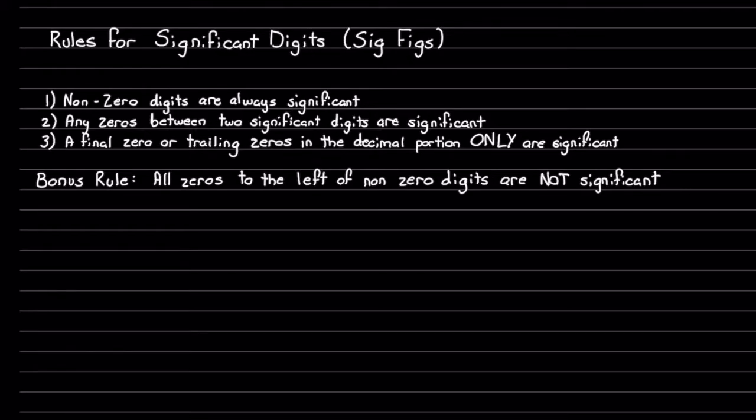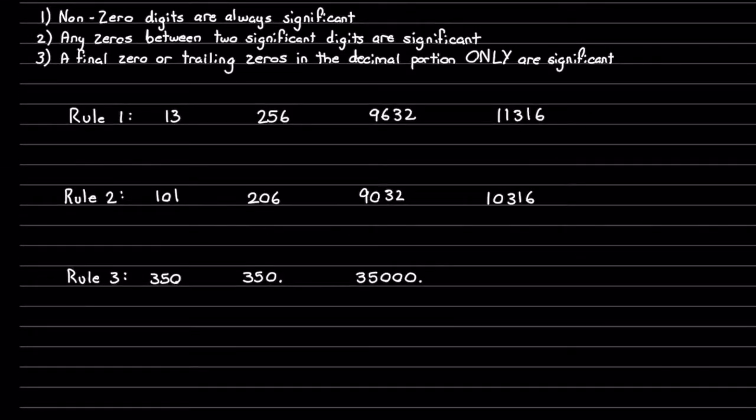So, first rule is going to be non-zero digits are always significant. Rule 2 is any zeros between two significant digits are always significant. A final zero or trailing zeros in the decimal portion only are significant. And bonus rule, or probably the most important rule, all zeros to the left of non-zero digits are not significant, no matter if there's a decimal place there. So let's go and see what this actually looks like, and let's give some examples for the first rule.